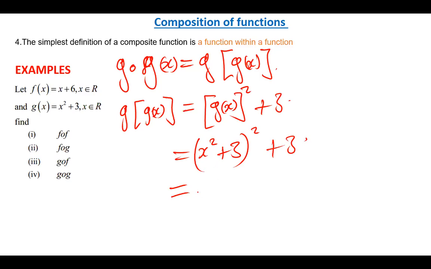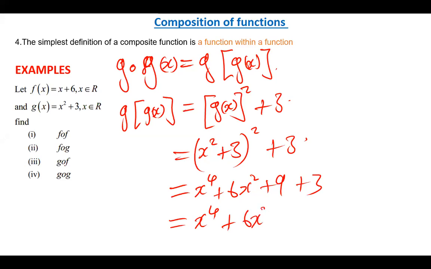So from there, we can now simplify this. So we're going to have x to the power 4, and when we do the simplification, we're going to have plus 6x squared, and then plus 9, then plus 3. So when you finish everything, you simplify it to x to the power 4, then plus 6x squared plus 12. So this is our g of x. All right, so this is how you deal with composite functions.